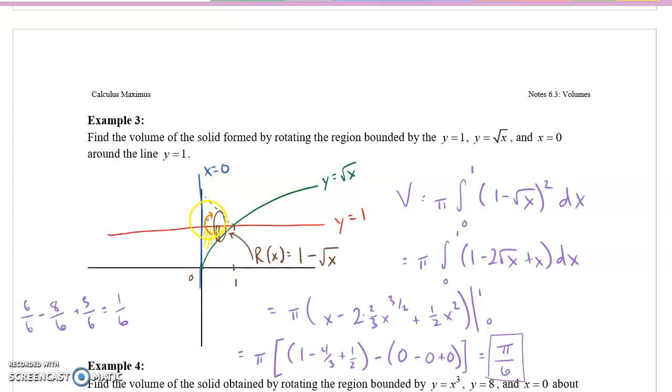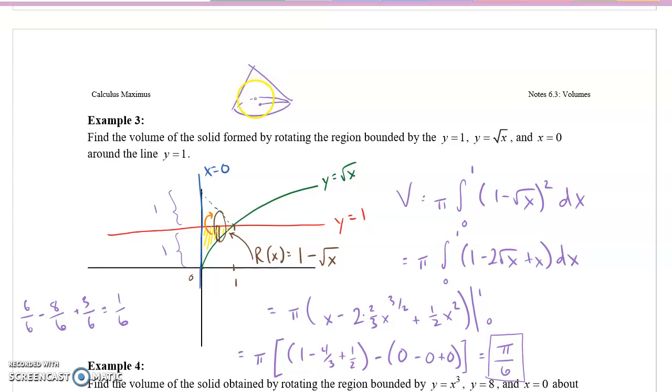A nice little exercise might be, well, we would expect this answer to be close to the volume of a cone whose radius is, well, this radius is 1.